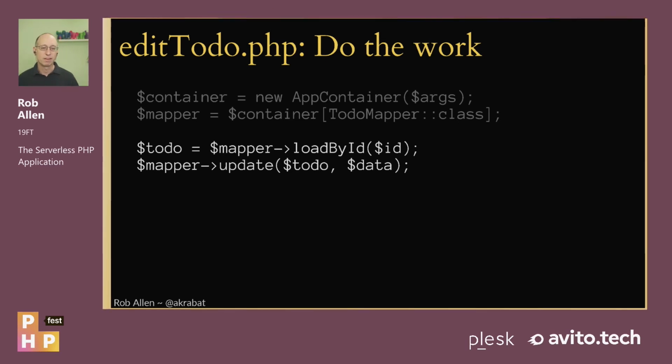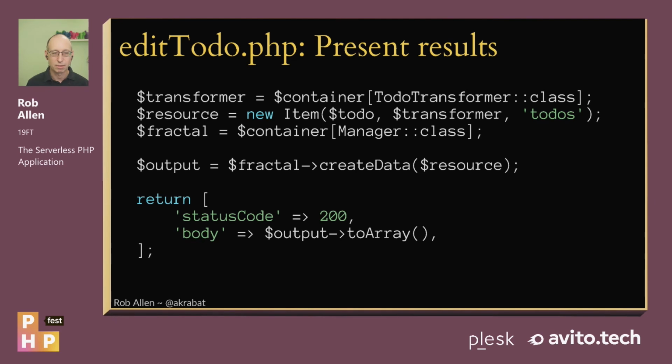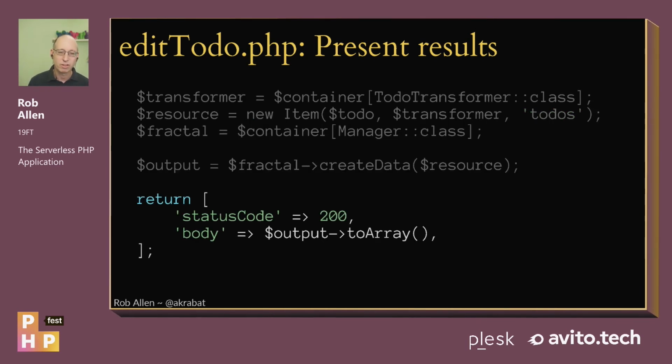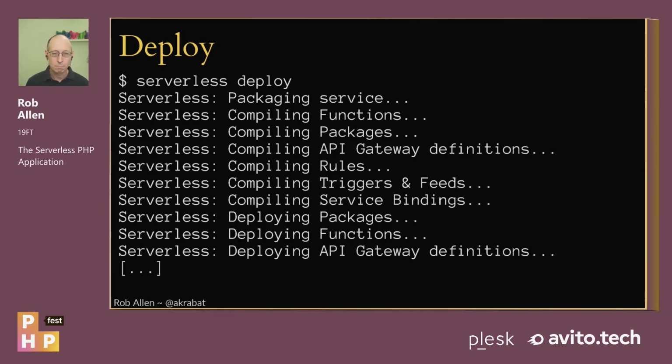So I load the data from the database, update it with the new data, store it back into the database. And then finally, I can send my results back. I use a PHP League component called Fractal to do that work for me. So that's what's going on here. There we actually use a Fractal component to create an output object. And then I can return the output object as an array so that it gets turned into JSON and sent back to the user. All done.